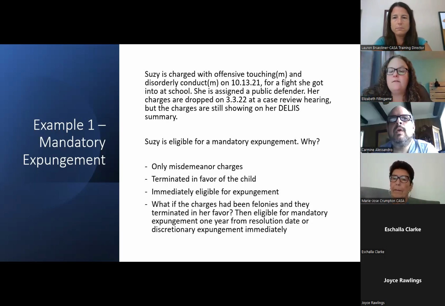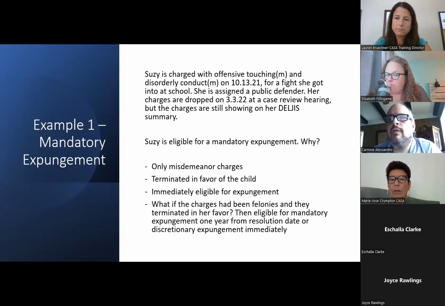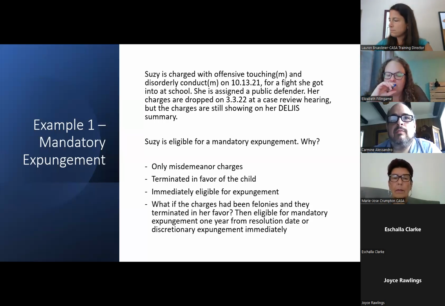Ask a quick question. Sure. In the example that you just gave, if you proceeded with a discretionary expungement and failed in that attempt, would that or could that have an impact on the mandatory expungement at the end of a year? Nope. Frankly, it's a matter of resources, right?